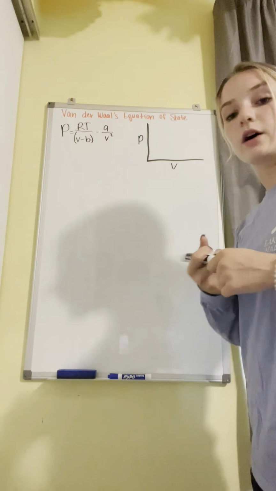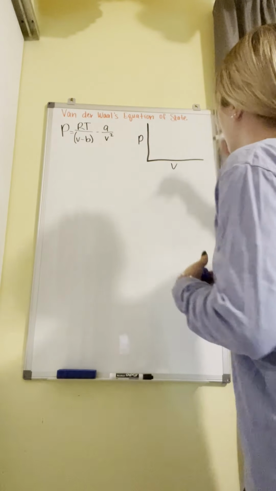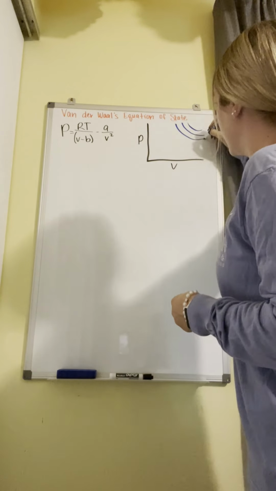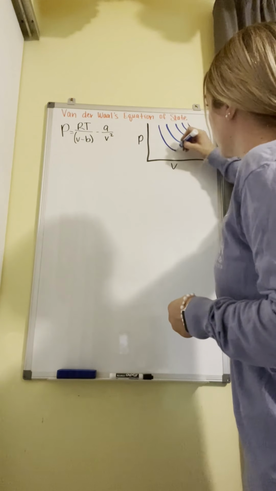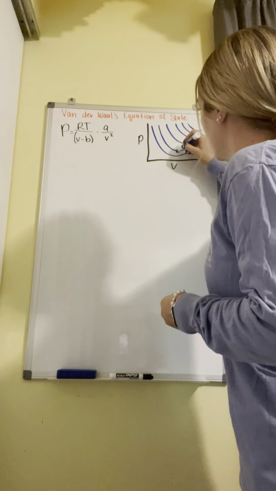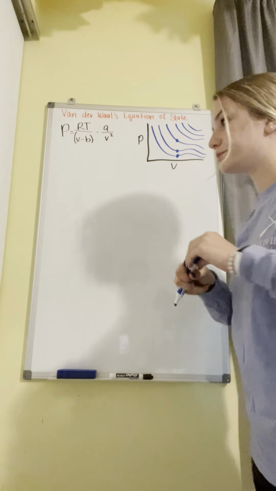So we are going to start out here by looking at the pressure versus volume graph. At some point way up here, our gas is going to be acting ideally, but then as we get closer to the origin, we are going to start to gain a point of inflection. So right about here is going to be our critical point.